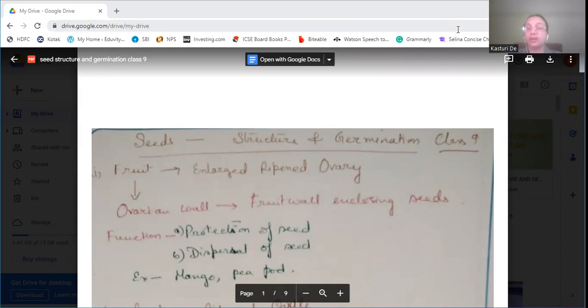I'll be starting this chapter on request of some of my viewers who have asked me to discuss some biology chapters of class 9, along with what I am teaching, that is physics and chemistry. For that reason, I'm starting with the seed structure and germination. This is a concise view of this chapter, as your exams are coming near, so I'll be discussing these chapters in a concise way.